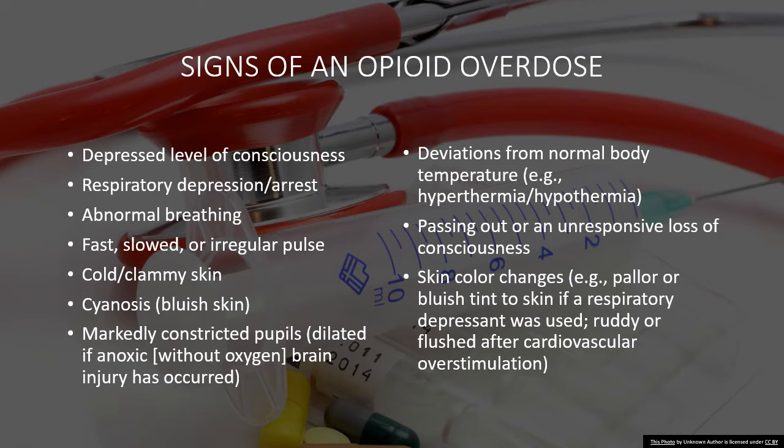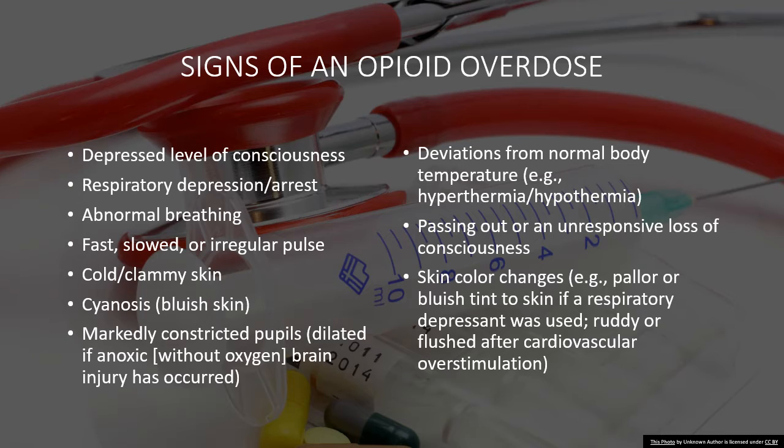Signs of an opioid overdose. There are many signs of an opioid overdose to include depressed level of consciousness, respiratory depression or arrest, abnormal breathing, fast, slow, or irregular pulse, cold or clammy skin, cyanosis, which is bluish skin, markedly constricted pupils, meaning dilated if anoxic, which means without oxygen, brain injury has occurred.